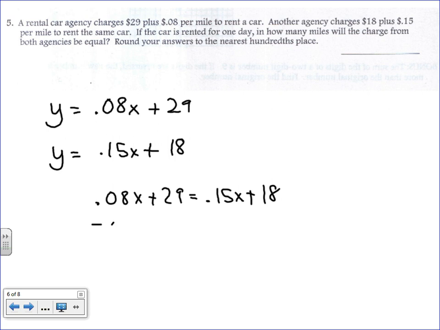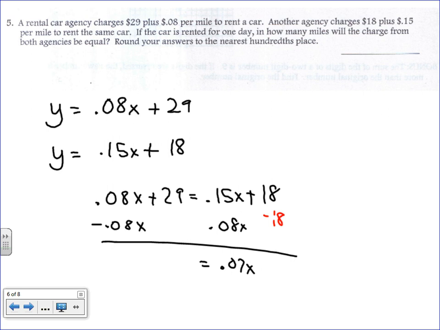So subtract 0.08x. I subtract 0.08x, and that gives me 0.07x equals, move the 18. If I move those that way, then I move these this way, and that gives me 11.